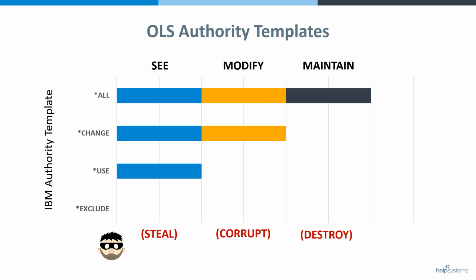Seeing something means I can download it, I can copy it into a duplicate. The ability to modify the contents means I can theoretically also corrupt the data, and the ability to maintain allows me to destroy it. Again, just as a clarification, modify lets me destroy the contents, but it doesn't let me destroy the object itself. Arguably, the damage has already been done. Who cares if they're deleting an empty file, right?